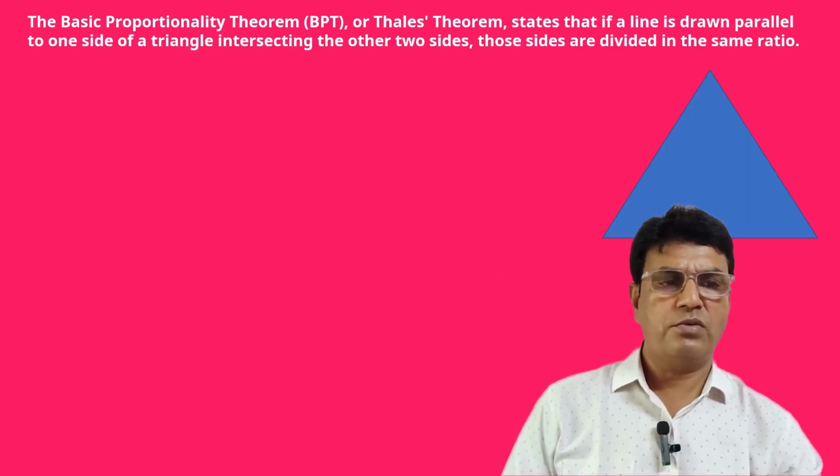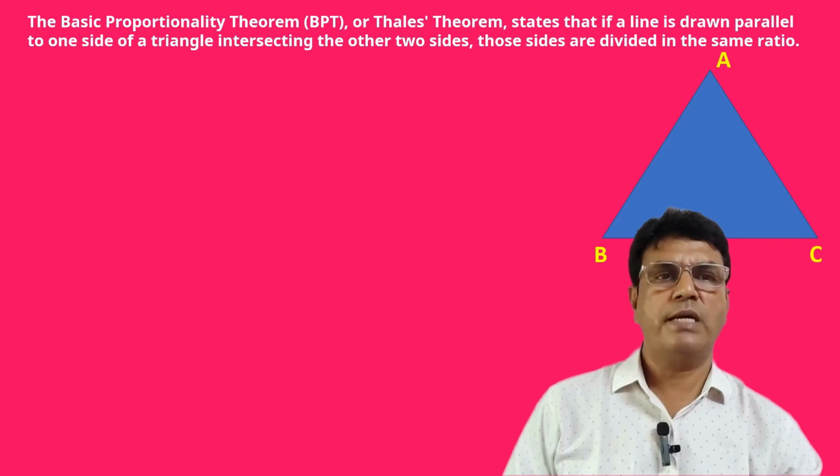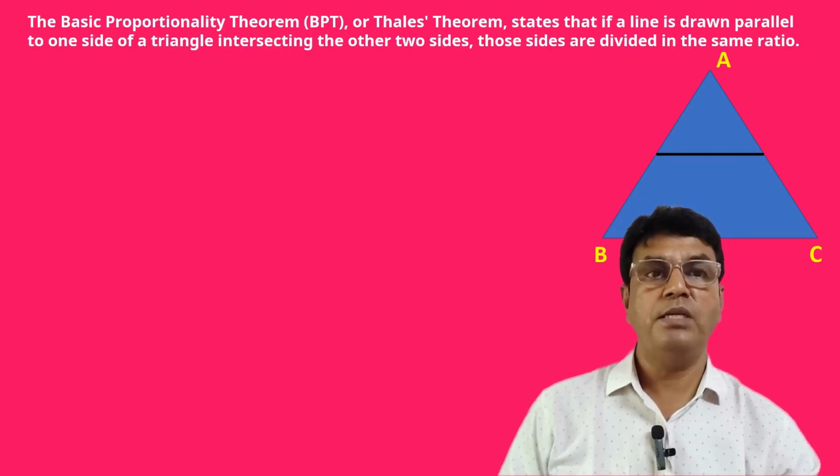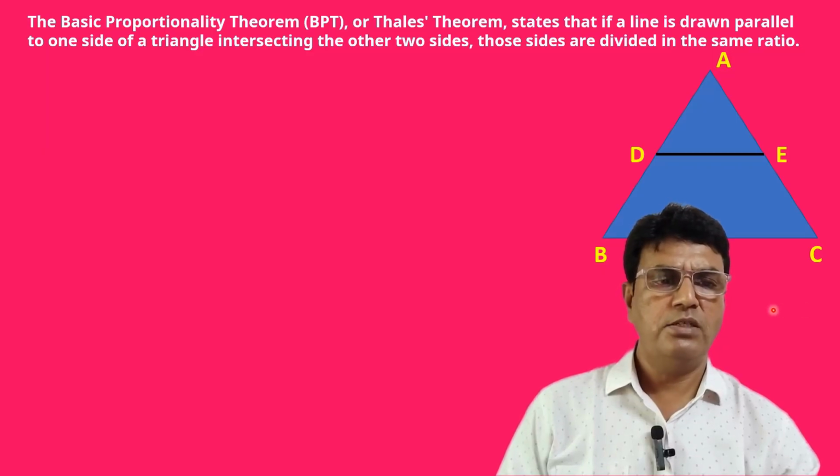So let's take a triangle and let us name the triangle as triangle ABC. Now, we will draw a line parallel to BC here. So if you see, BC is the base over here, and we shall name the end points here as D and E.